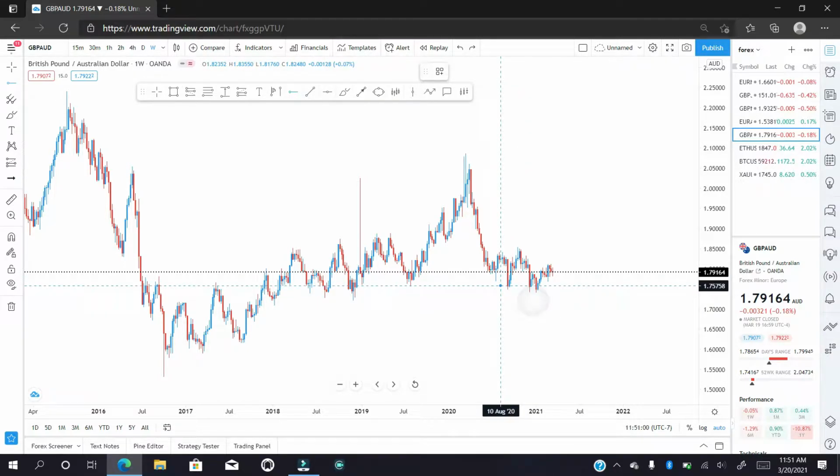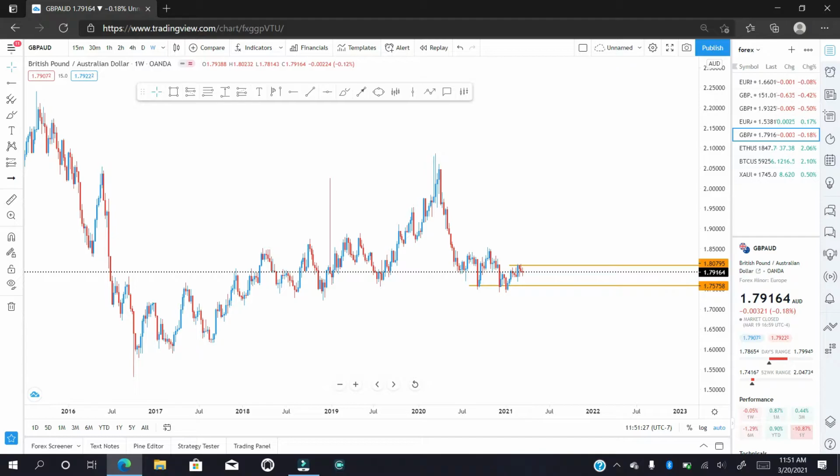So first of all, I will draw a support zone around here as the first one, and the second would be around this level. Okay, so I have my support and resistance on the weekly time frame.